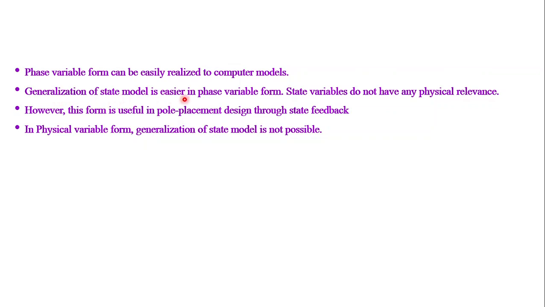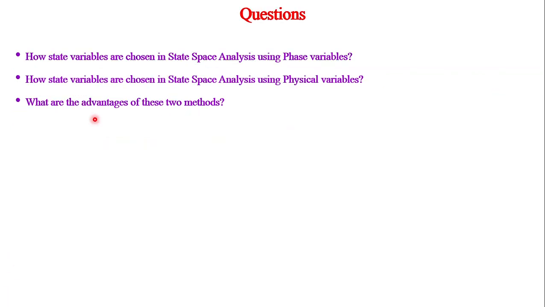That means we can have a simulation model straight away just by seeing the transfer function. So generalization is easier, but the state variables do not have any physical relevance, because we simply take the output as one state variable and the other state variables as derivatives of the output. So we don't know whether they have real physical relevance. However, this particular form, the phase variable form, is used in pole placement design in the state feedback analysis. This is with respect to the question asked here.